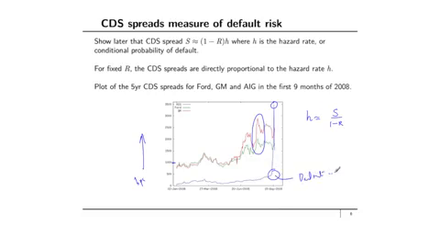The only idea that I want you to take away from this picture is the fact that CDS spreads react to news events. AIG was very low, and then suddenly it started to shoot up because there was a feeling in the market that the default is going to happen. And using the formula that H is approximately equal to S divided by 1 minus R, we can back out the probability of default from the spread rates.